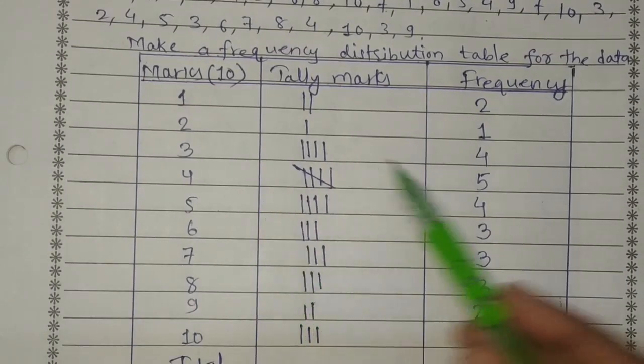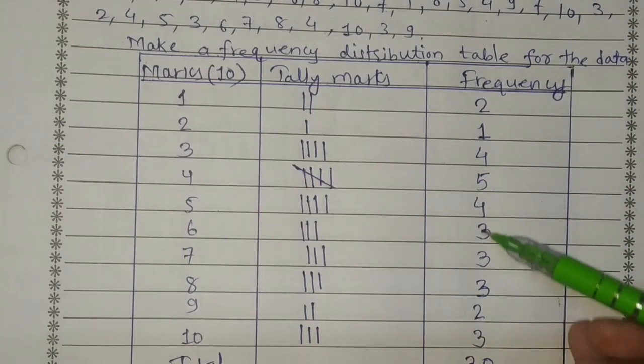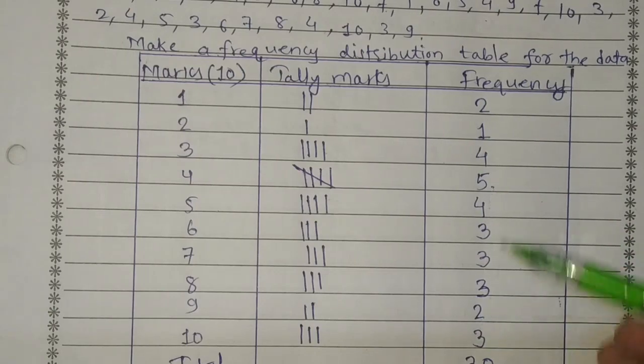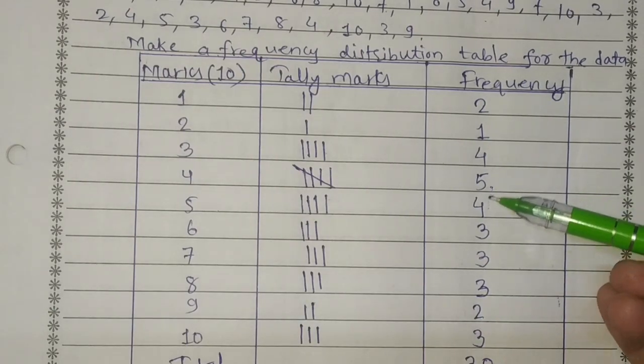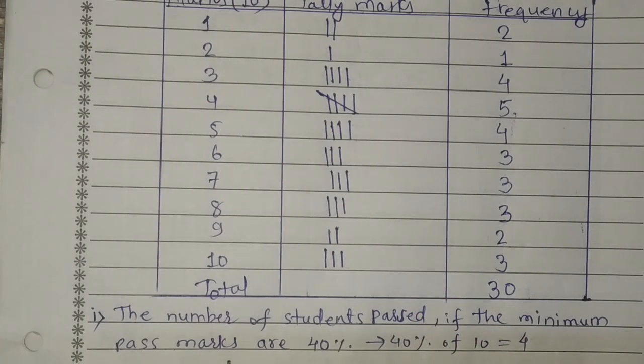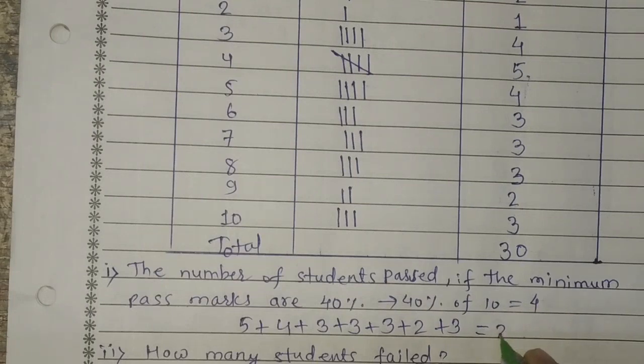So from here onwards we will add all these values. So 4 and above 4 all are passed. So we have to do the addition. So total after adding these, 5 plus 4 plus 3 plus 3 plus 3 plus 2 plus 3. So here we will get a total of 23 children or 23 students passed if the passing mark is 4.